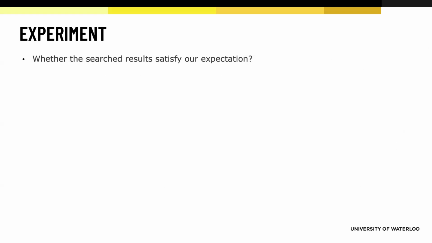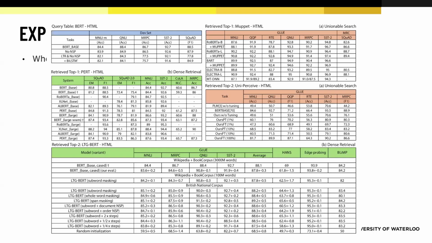And after all the experiments, now we answer the third question: whether the searched results satisfy our expectation. Here is an example coming from real cases. The query table is sparse, and we pick the top 2 candidates from the Universal search and the dense retrieval, and we found that the Universal search can find more structural alignment.